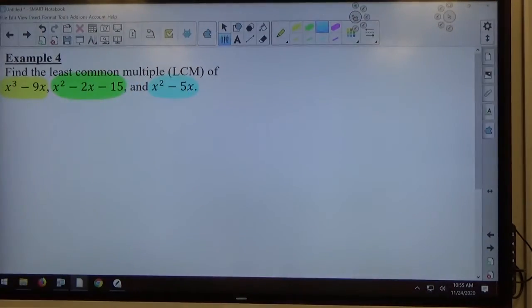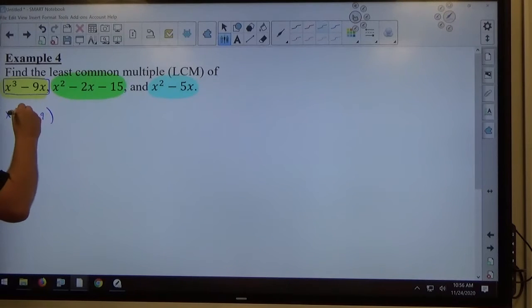So again, our first task in finding the least common multiple is to factor each and every expression completely to the most we possibly can. So if I start with x cubed minus 9x, first off, x times x squared minus 9. Always look for a common factor first. If there is one, take it out. So x is a common factor, so I wrote the common factor x down. And I divide everything by x, that makes x squared minus 9.